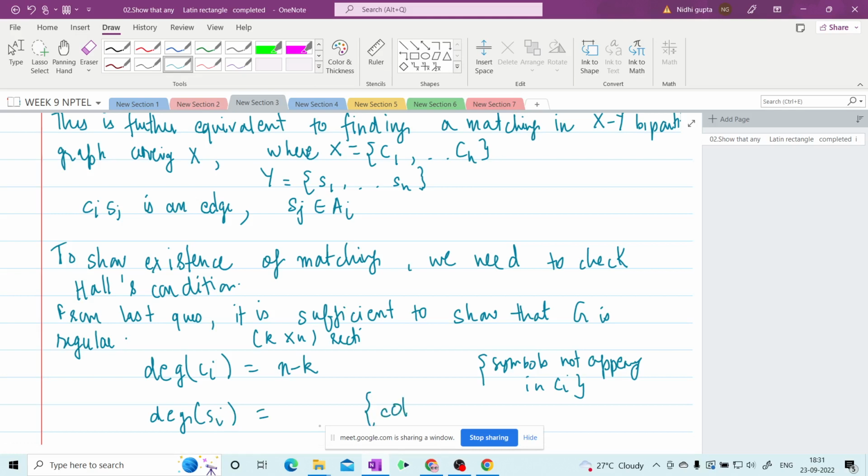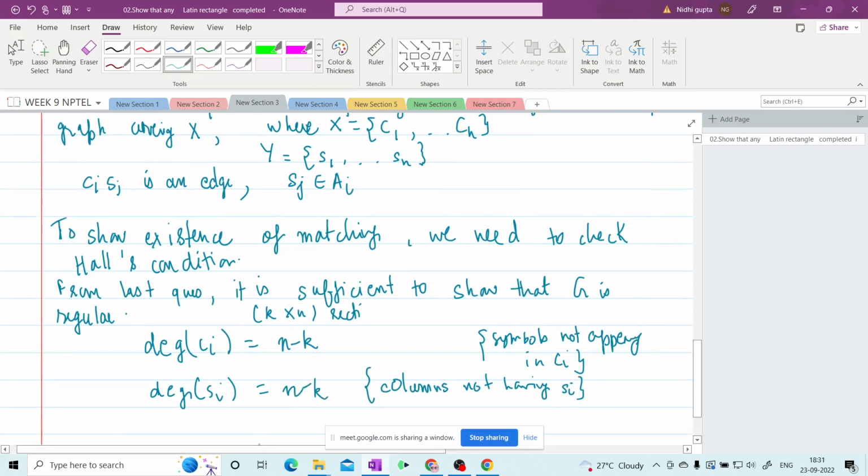is basically counting the columns not having Si. Now it has k rows and n columns, and every row has the symbol Si. So if every row has a symbol Si and there are k rows, then k columns also have the symbol Si. So how many columns do not have symbol Si? N minus k. And so we see that it is an n minus k regular graph. So we are done.